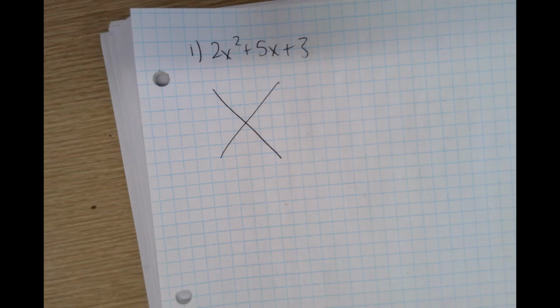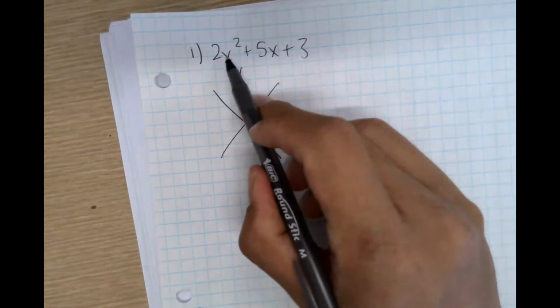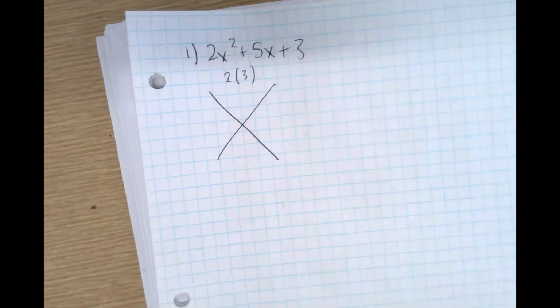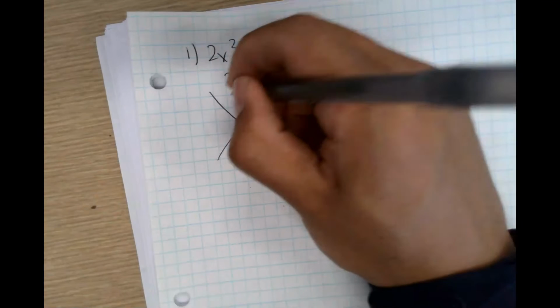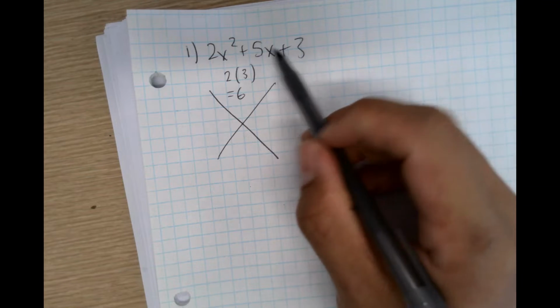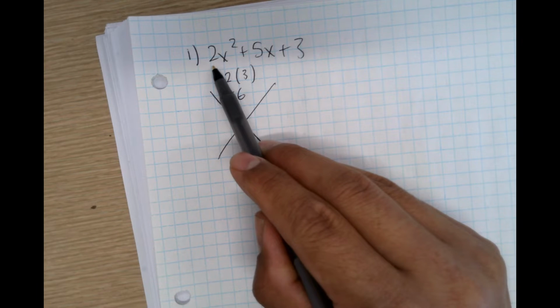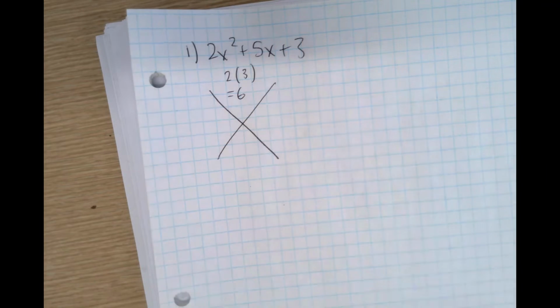So the first thing we're going to do up here is that instead of just writing 3, we're going to do a times c, where a is the number in front of x squared, and c is the constant. So 2 times 3, which is equal to 6. So the difference here is that instead of just writing c, because there is a number in front of x squared, we're going to multiply the number in front of x squared and c. The only difference is that on top it is no longer just c, it is a times c.